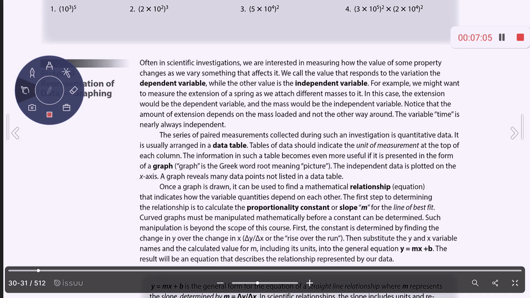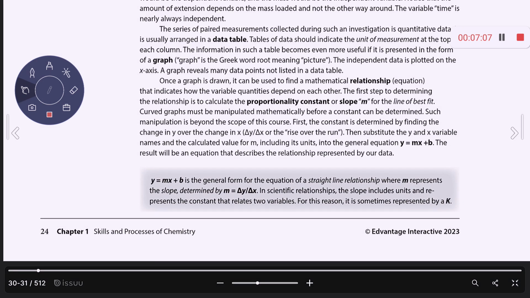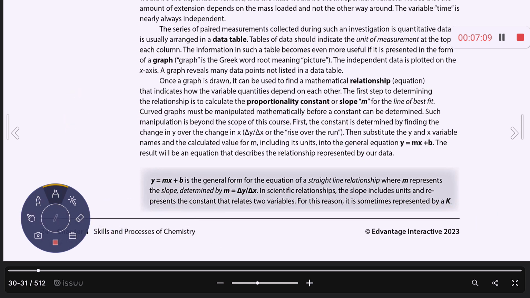Okay? Now, let's go on. Let's talk about slope. You guys know that slope is the variable m. In chemistry, you will often see it represented by the letter K. Slope is also known in chemistry as the proportionality constant or just the constant. Okay? And you may be asked to write the general equation y equals mx plus b. Okay? So let's take a look at the next page.